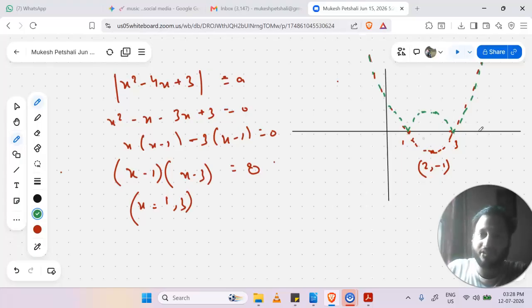So now how will this flip? This will just be a mirror image. This upper green curve will be just a mirror image of this lower red curve. So what will be this point? This will be (2, plus 1).